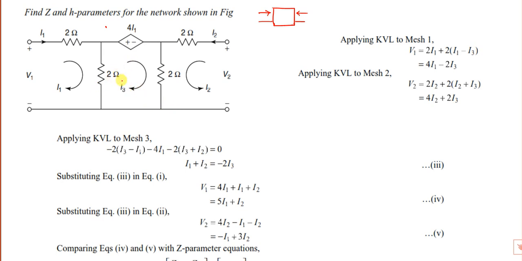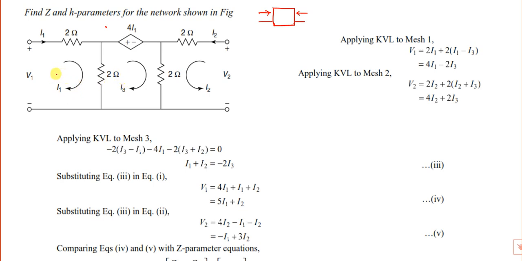By writing KVL for mesh 3, get an expression for I3 and substitute it in equations number 1 and 2, compare with the standard equations, and you can easily find out. For all the Z parameter problems, if they have three meshes, write KVL for mesh 1 and mesh 2, and you will get an I3 term also. To remove this I3 term, write KVL for mesh 3, get an expression for I3, and substitute in equations number 1 and 2. Then you can easily solve.